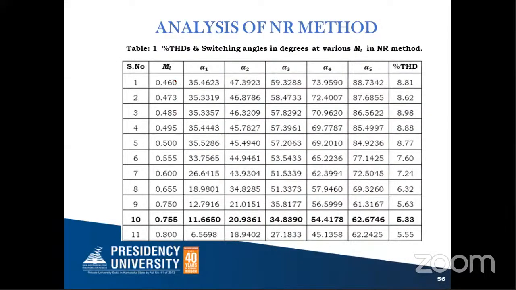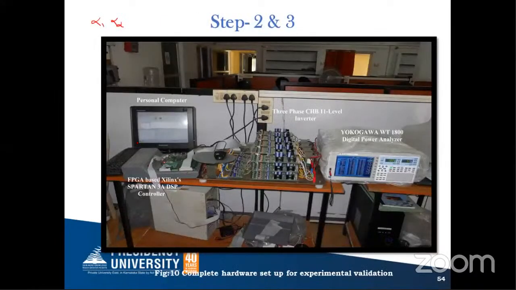You see here, with the Newton-Raphson method at lower modulation index, it could not find the solution. And above 0.8 also, it could not find the solution. And below that also, at some modulation indexes, it could not find the solution. Because of that reason, we went for the particle swarm optimization method.